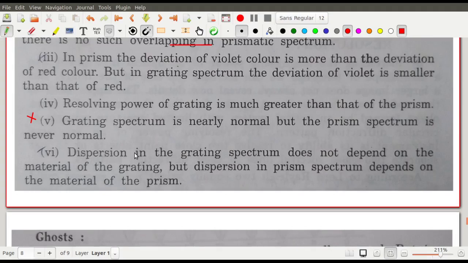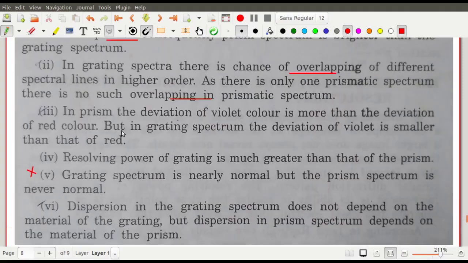Dispersion in grating does not depend upon the material, that is, it doesn't have any dependence on the mu, the refractive index, but you know that the prism spectrum is due to the difference in refractive index only. So these 5 points will be helpful to you.